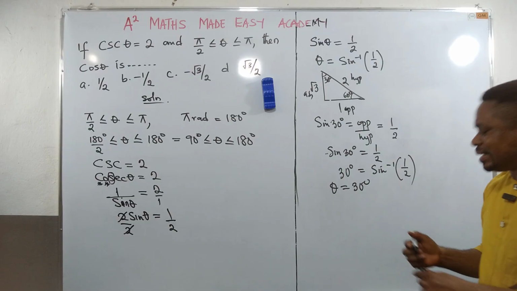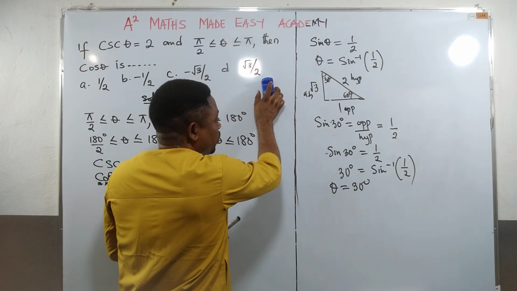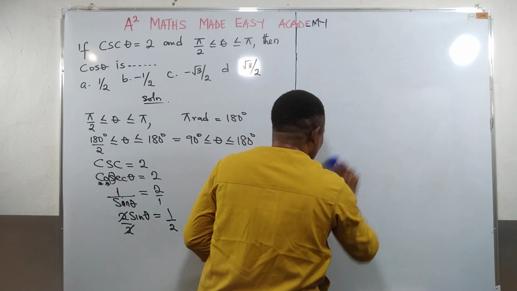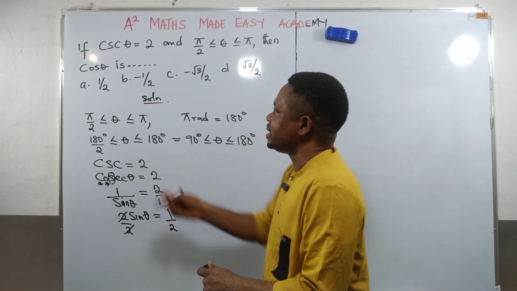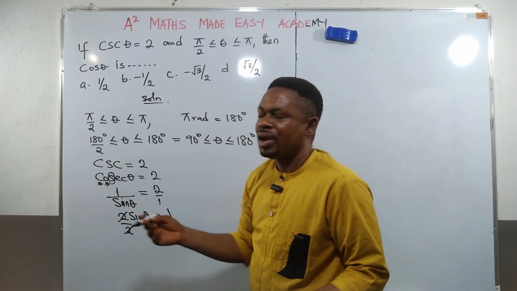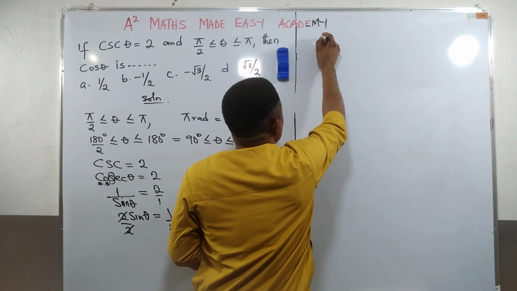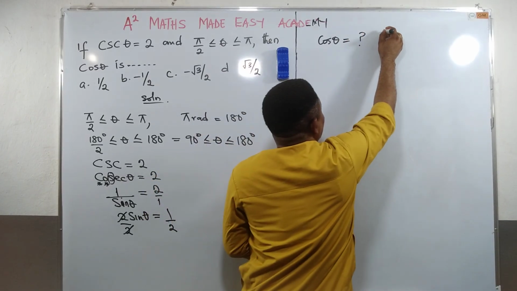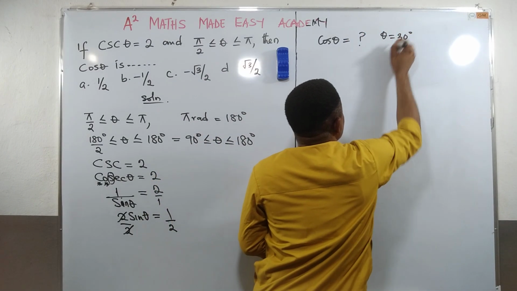Now I want us to look at how to solve the problem that we're looking for. I want to take you back to the question. The question says cosec theta is dash. So let's now solve for cosec theta. Don't forget that the value of theta is already 30 degrees. Are you with me now?